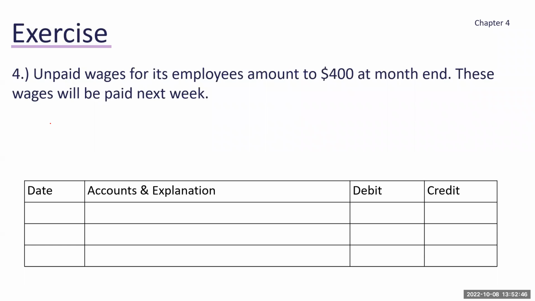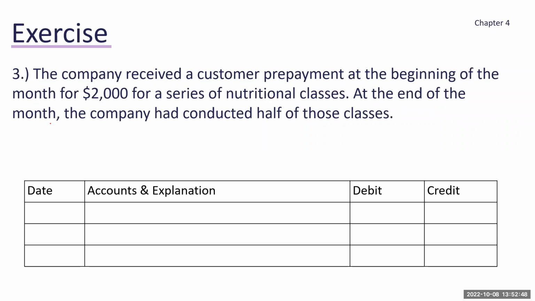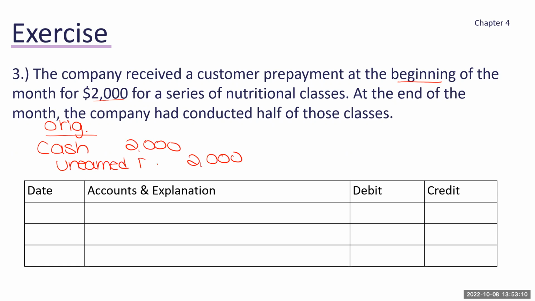So with some of these, it helps me at least to think of the original entry that we did in chapter 3. Okay, so the original entry at the beginning of the month, when we received this cash, we debited cash for $2,000. That was at the beginning of the month. We did an entire series of classes on that one day when we received the prepayment. So we correctly put it to the unearned revenue account.